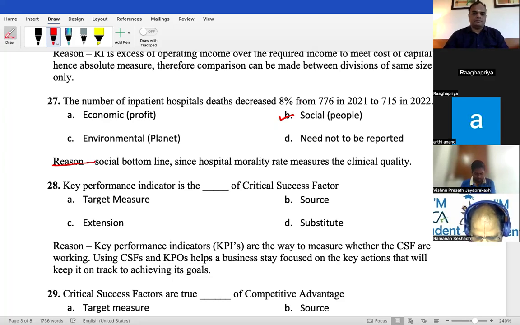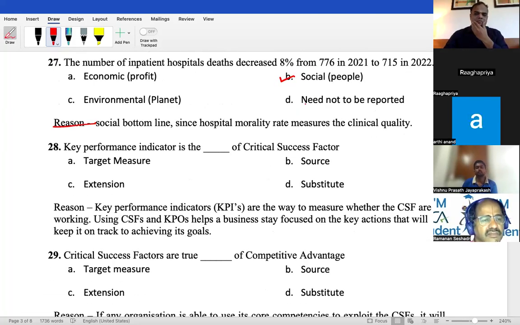Question 28. Key performance indicator is the dash of the critical success factor. Option A, target measure. B, source. C, extension. D, substitute. It's a target measure for the critical success factor. Yes, target measure is the correct answer. Next.